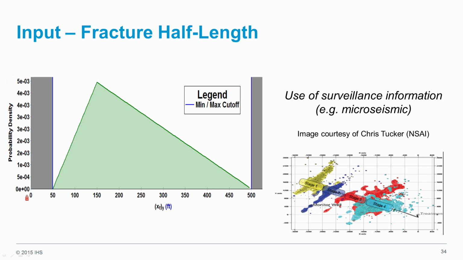Ideally, use of microseismic or tracer data or any information or intel from your completions engineer can help describe this distribution. In the absence of this information, we need to use our best engineering judgment to come up with these distributions.